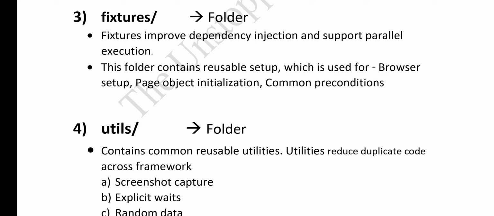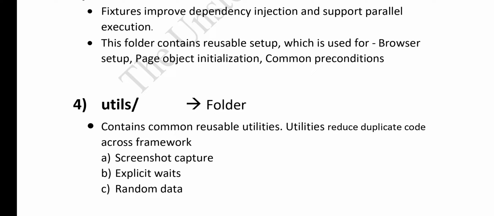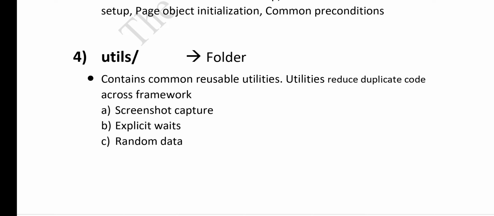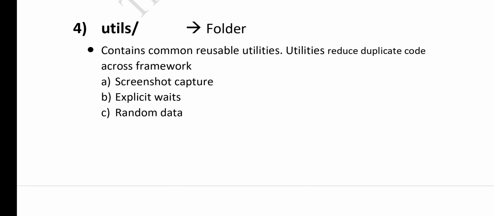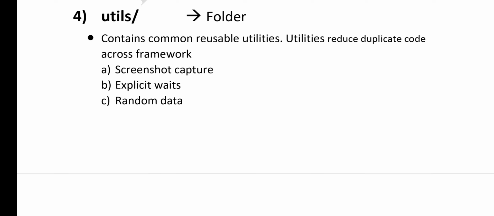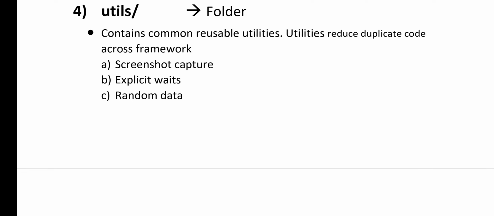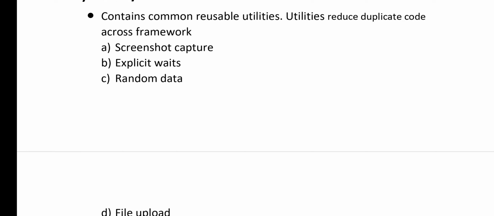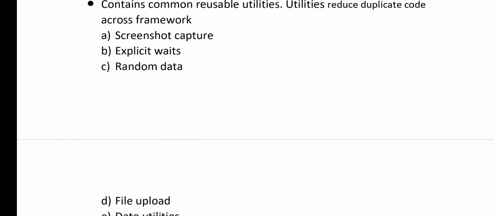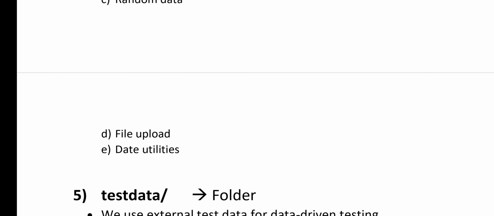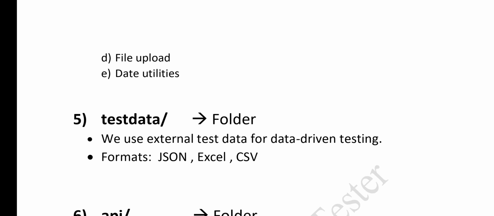This folder contains reusable setup which is used for browser setup, page object initialization, and common preconditions. Okay, so the next comes the utils folder. Here it contains the common reusable utilities. Utilities usually reduce the duplicate code across the framework. Okay, so the utils folder contains code like capturing the screenshots and explicit waits, random data generation, and file upload and data utilities.